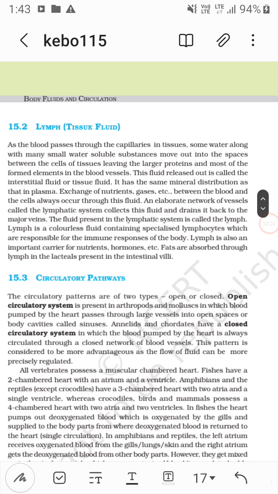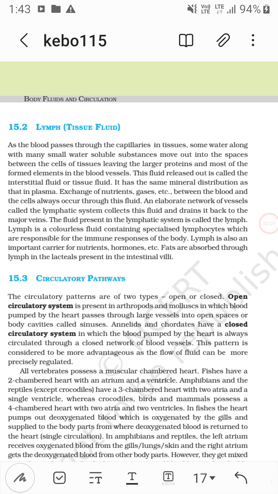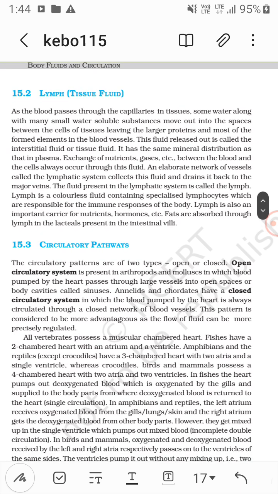And then lymph, that is tissue fluid. So what is tissue fluid? It is formed by the plasma leaving the larger proteins and most of the formed elements in the blood vessel. This is the tissue fluid, or interstitial fluid. They have the same mineral distribution. The lymph is a colorless fluid containing specialized lymphocytes which are responsible for the immune response of the body. The lymph is also an important carrier for nutrients and hormones. Fats are absorbed through lymph in the lacteals present in the intestinal villi.